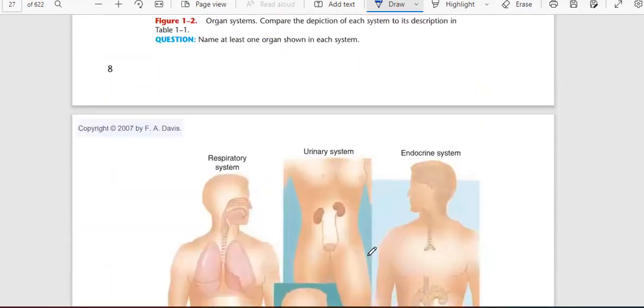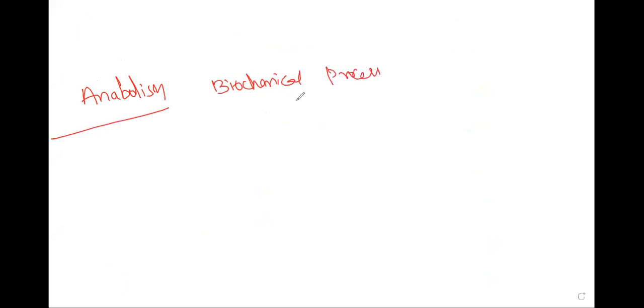Basically, it is a subject of biochemistry. Okay, first we will talk about anabolism. Anabolism means a biochemical process in which simple molecules combine to generate complex molecules. Simple molecules to complex molecules. It is about anabolism. So this is the anabolism.